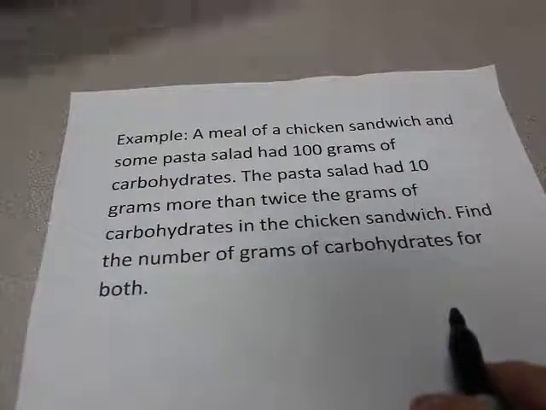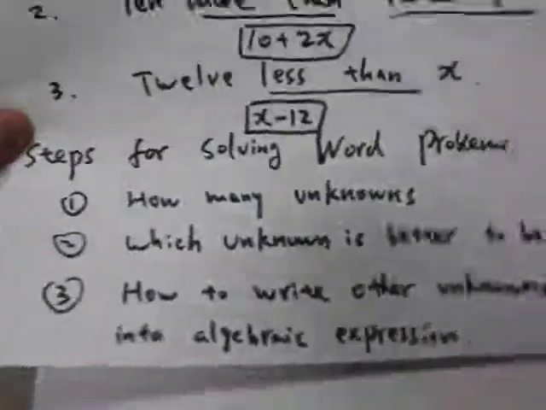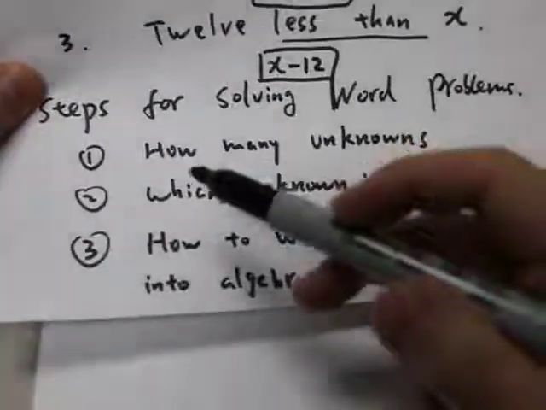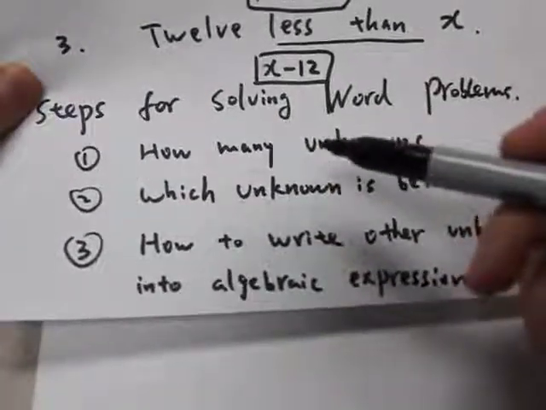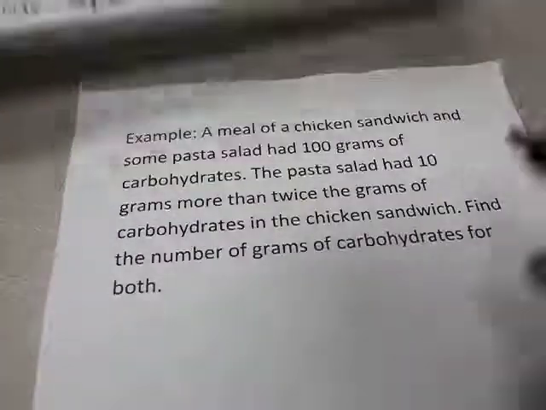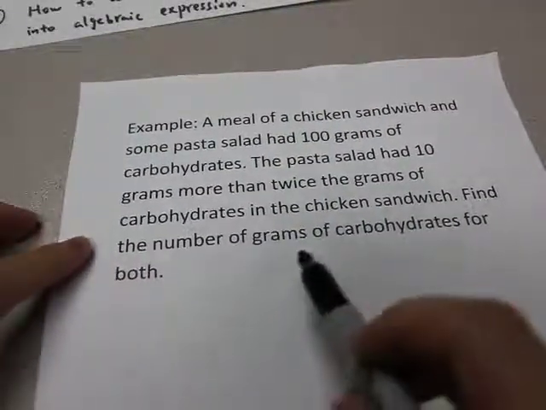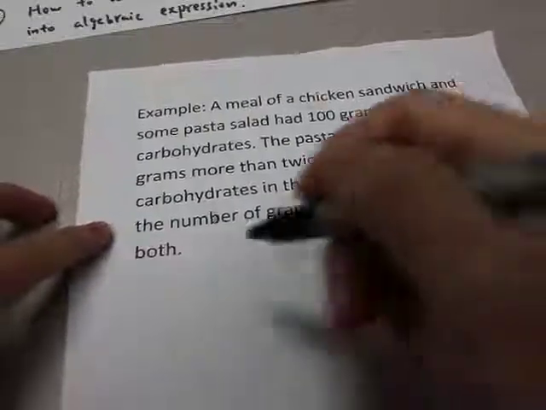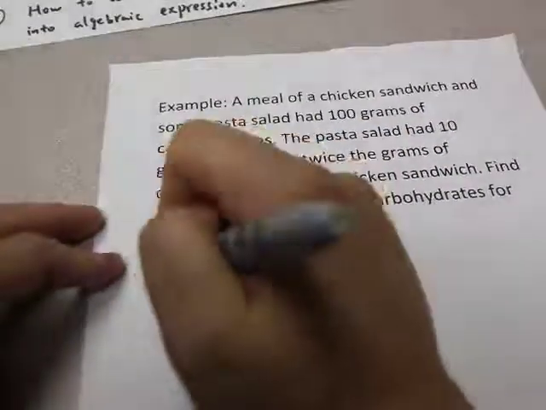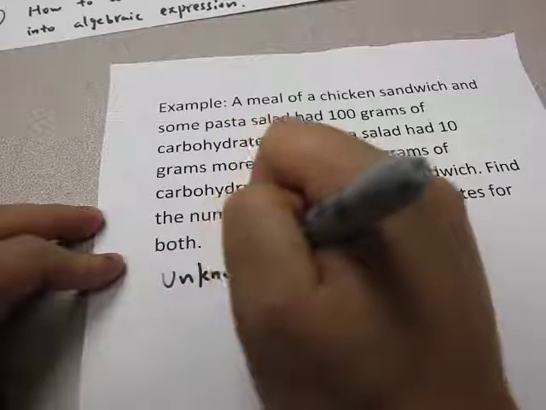Now, after we read this problem, let's check this list. So first, we're gonna determine how many unknowns. Now, since we are asked to find the number of carbohydrates for both, there are two unknowns. Now let me write them down.